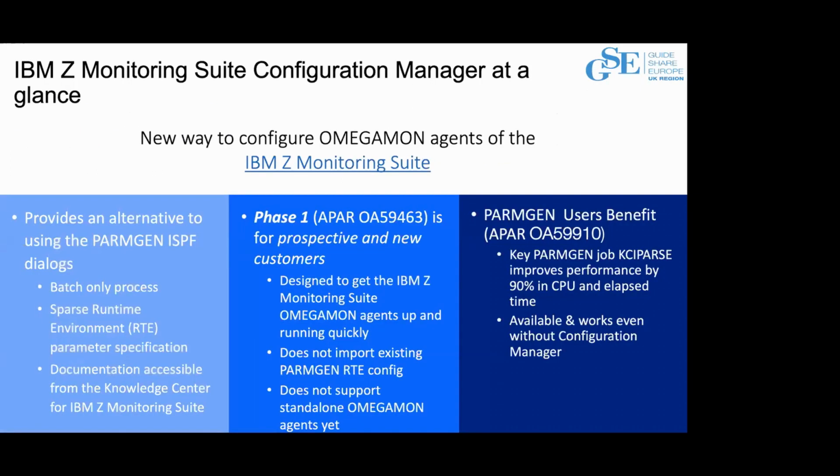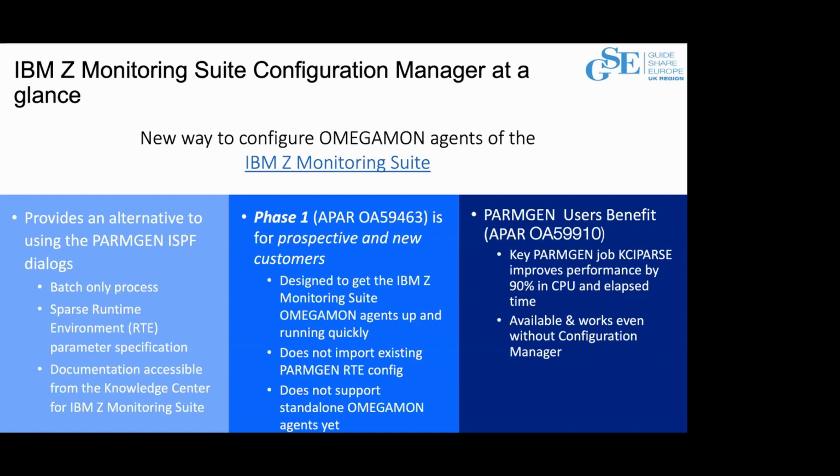Okay, so at a glance, as I said, it's a new way to configure the OMEGAMON agents. It's part of the IBM Z monitoring suite. Now, it provides an alternate to using the PalmGen ISPF dialogues. So this is at a glance, and I'll go in more detail later. So it's a batch-orientated process, only one batch job. It uses sparse runtime environment parameter specification, so limited parameters that are exposed. If you're happy with the defaults, you don't need to review them. You can accept them as they are.